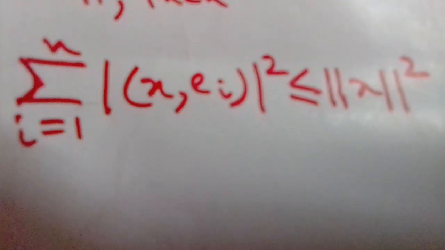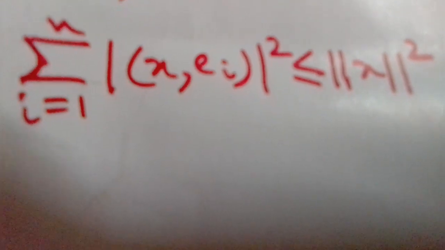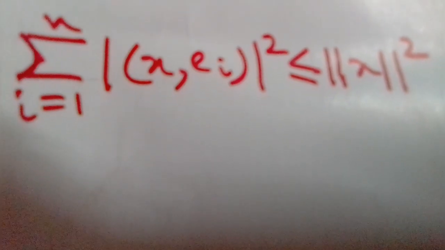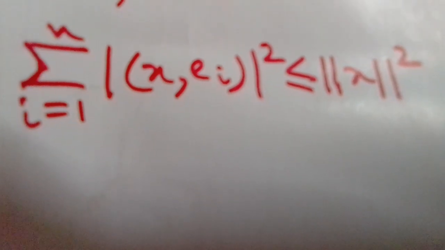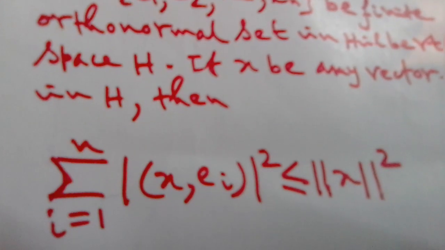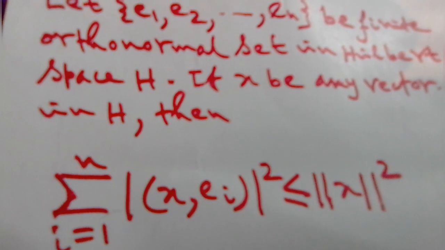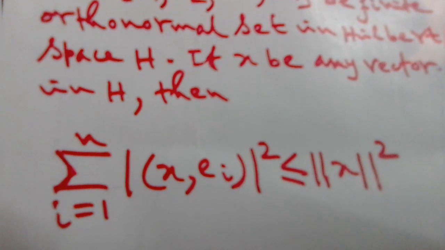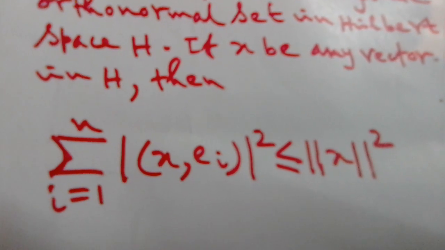If we watch it, the summation for i from 1 to n of the modulus of x dot ei, whole squared, is less than or equal to the norm of x whole squared, where x is any vector, and e1, e2, ..., en is an orthonormal set in Hilbert space H, and x is any vector in H. Then we are proving this inequality.